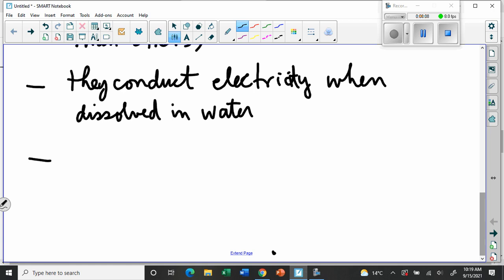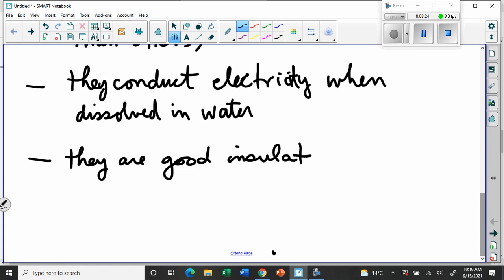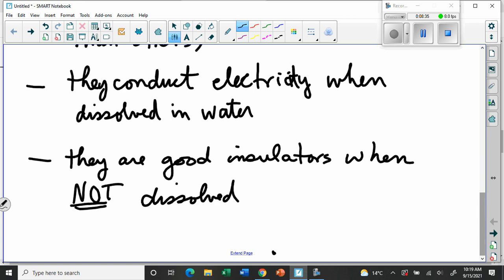They don't conduct electricity. Remember, a conductor lets electricity flow, whereas they are insulators. They're good insulators, which means they don't let electricity go. Insulators when not dissolved in water. So those are two opposite properties, depending on whether they're in water or not.